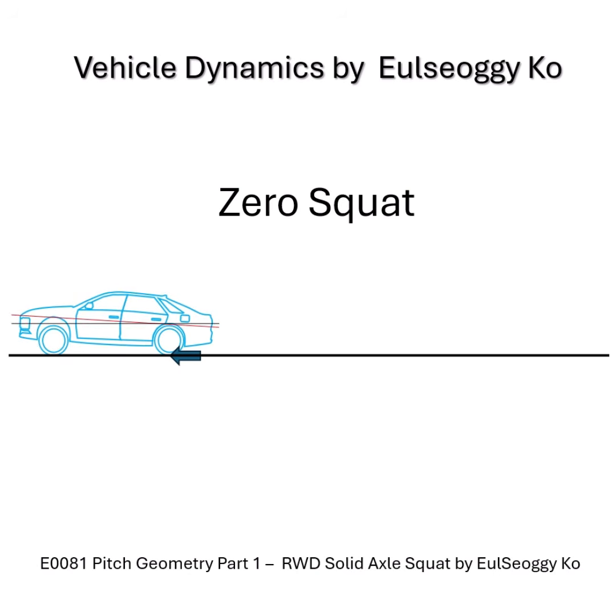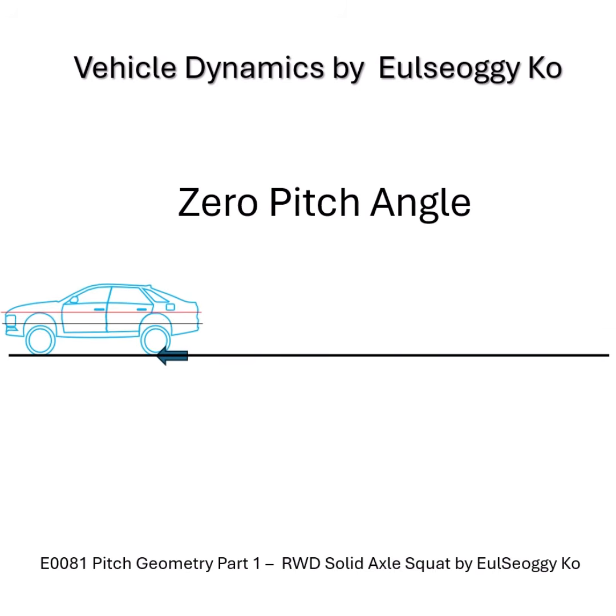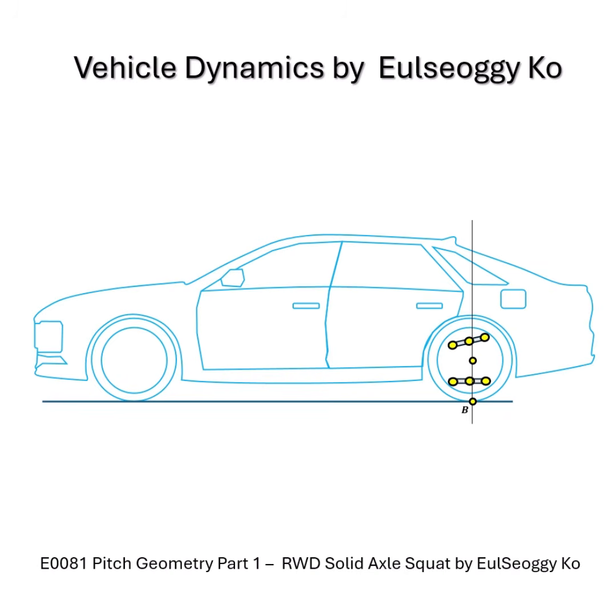The amount of rear ride height reduction during acceleration of a rear-wheel drive vehicle is called squat. By changing the mounting angles of the suspension links, the squat during acceleration of a rear-wheel drive vehicle can be reduced to zero. By changing the mounting angles of the suspension links, the pitch angle can be reduced to zero when a rear-wheel drive vehicle accelerates. Let's examine how the pitch angle changes depending on the suspension mounting angle.